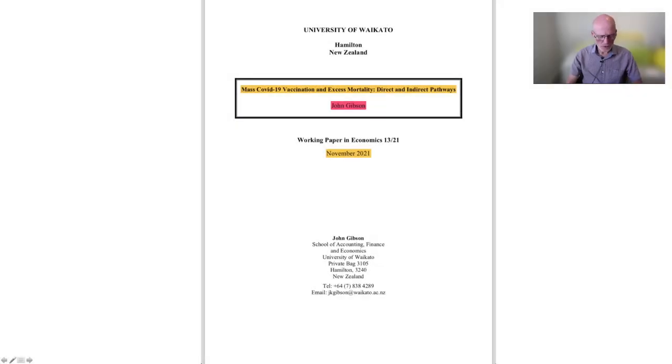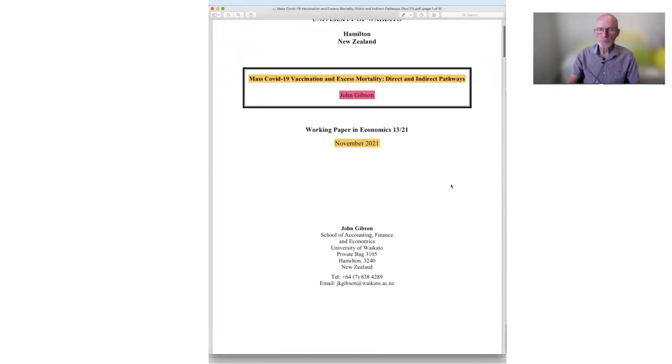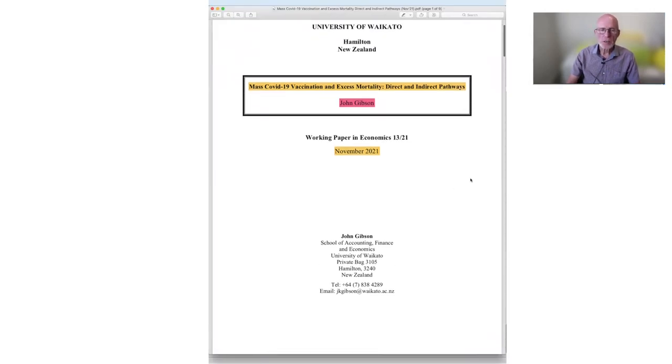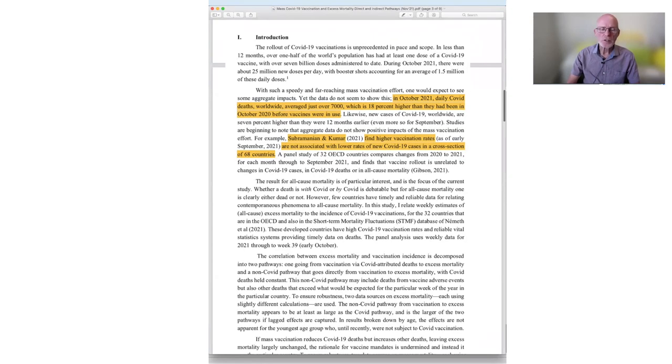Okay, so what I want to do now is to look at a paper that was produced by someone in New Zealand. This is a professor of economics, I think, at the University of Waikato in the North Island of New Zealand. And he wrote this paper only a couple of months ago, in November, Mass COVID-19 Vaccination and Excess Mortality, Direct and Indirect Pathways. In the introduction, he makes a few interesting comments.